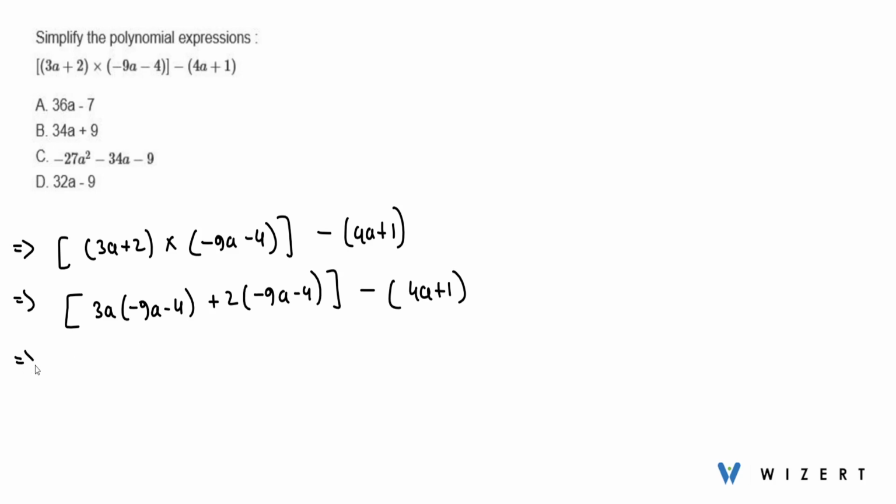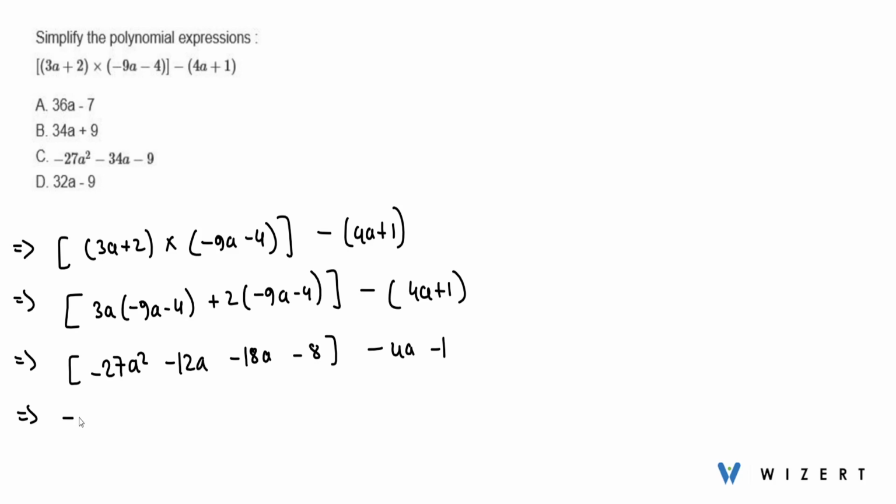So 3a multiplied by minus of 9a will become minus of 27a square, then we have minus of 12a, then minus of 18a, then minus of 8, then we have minus of 4a minus 1.